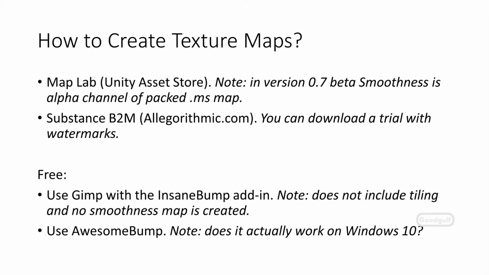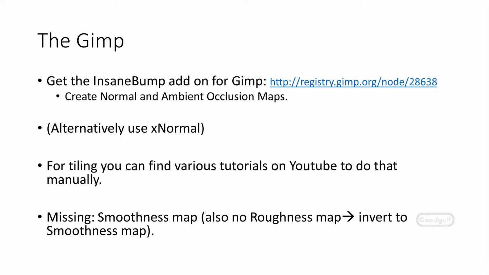The GIMP with Insane Bump. You will have to do the tiling manually, and I haven't found an option yet to create smoothness maps other than manually drawing them. For tiling there are quite a few videos on YouTube on how to do that. Awesome Bump. It's supposed to do the job too, but it doesn't run on my Windows 10 machine. And finally, here are some tips for the GIMP.